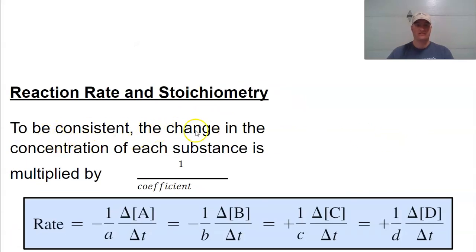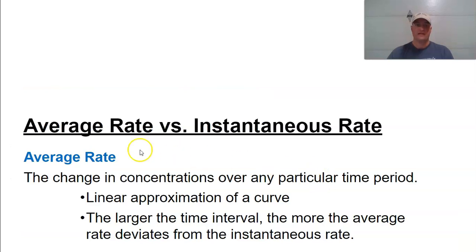Now, to be consistent, the change in concentration of each substance is multiplied by 1 over the coefficient provided. So the coefficient of the chemical equation is going to be used in this way. This will relate to reactants, in these cases, because they're negative, to products, which are seen as positive. Now, there's a difference between what's called average rate and instantaneous rate.